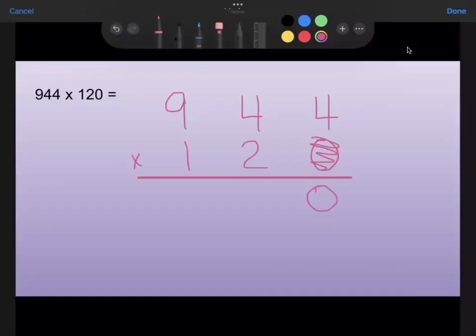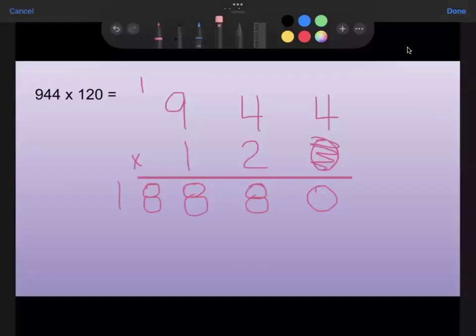So 4 times 2 is 8. The second 4 times 2 is also 8. And 9 times 2 is 18. So the 8 goes here. 1 gets regrouped with nothing to hold it up. It's just going to fall down. Okay, so there is my technically second row, but really the first row that you see on the screen.